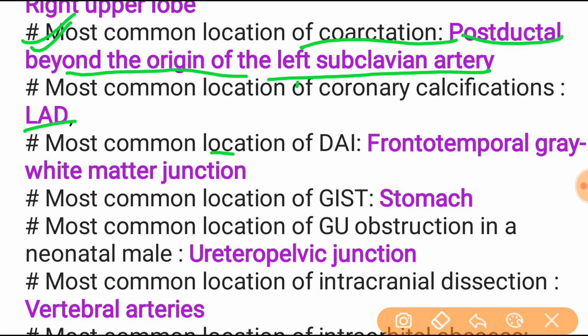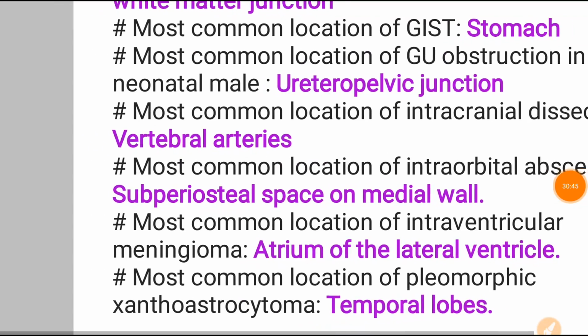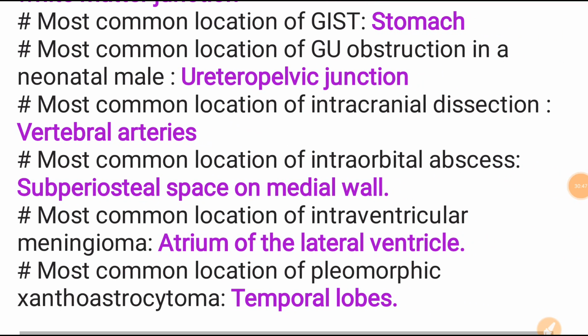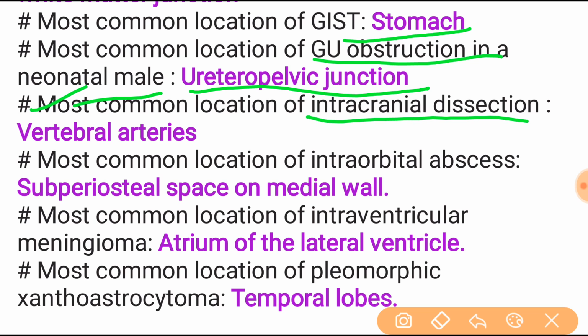Most common location of the DAI is the frontotemporal gray-white matter junction. Most common location of the GIST will be the stomach. The most common location of the GU obstruction in the neonatal male is the ureteropelvic junction. The most common location of the intracranial dissection is the vertebral artery.